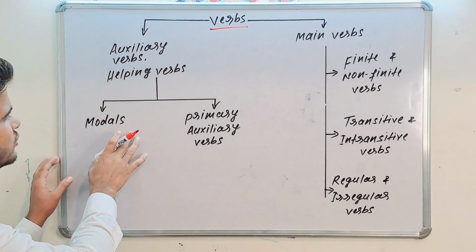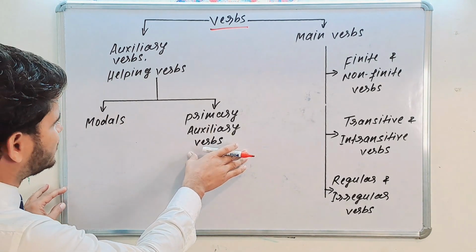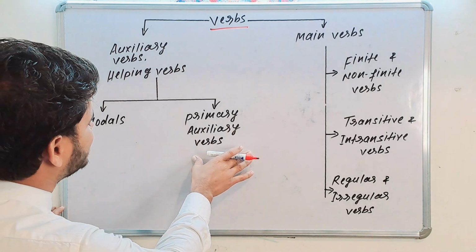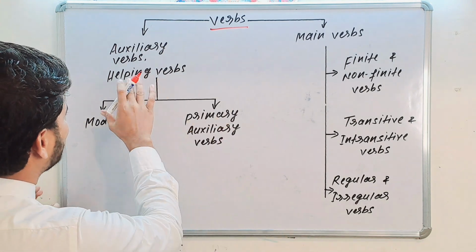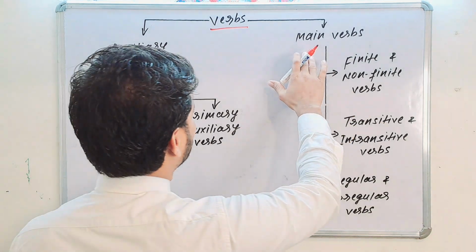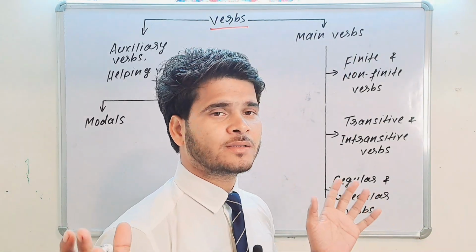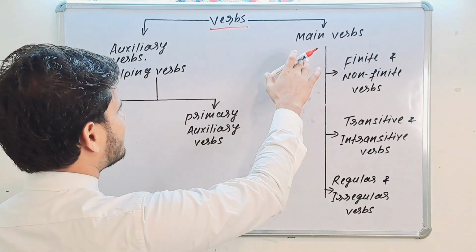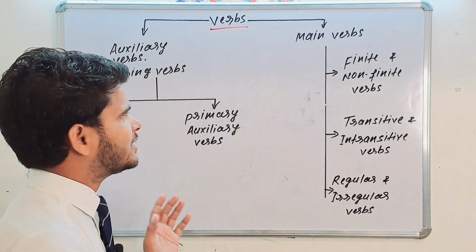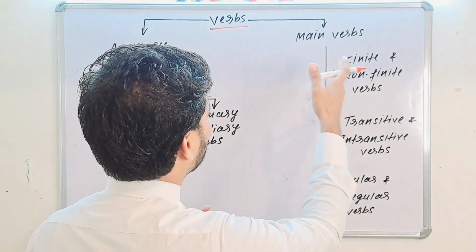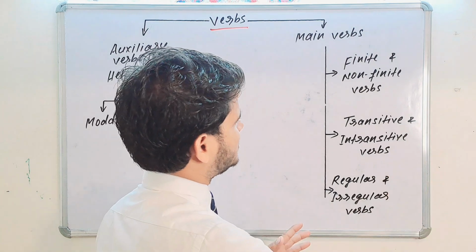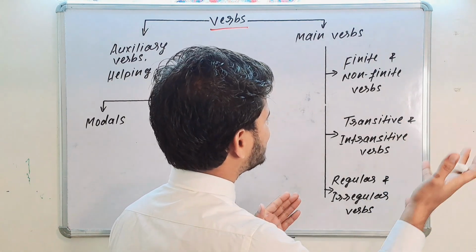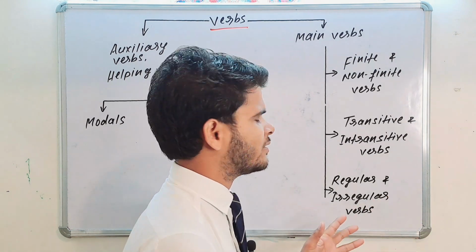The first one is modal and primary auxiliary verbs. Modal is only used as a helping verb, but primary auxiliary verbs are used either as a helping verb or a main verb. The main verb does the main action and takes the main role in a sentence. And a helping verb is a subordinate verb. The main verb is further divided into three parts: finite and infinite verbs, transitive and intransitive verbs, regular and irregular verbs.